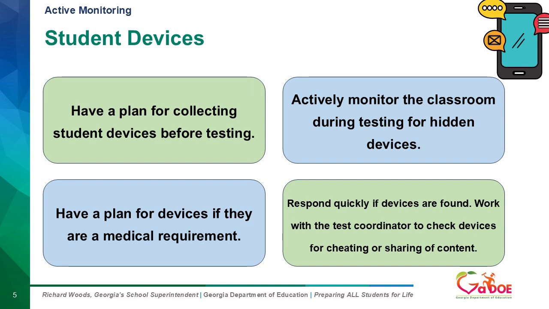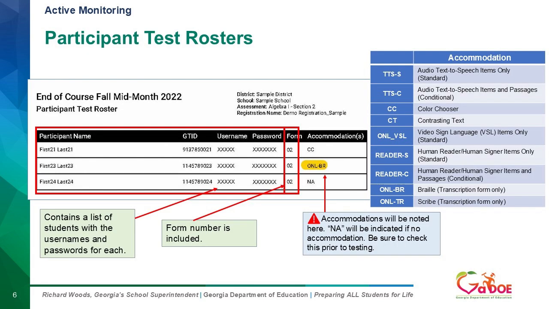The participant test rosters contain a list of all participants in the registration. It also includes the test ticket information, accommodations, and the form number assigned to each participant. Once the test tickets and rosters are verified, the test tickets can be distributed to participants for testing. The table on the right includes the abbreviations for all accommodations that are activated within the test. There are also accommodations such as extended time that will not be listed because they are managed by the examiner and not activated within the testing client.